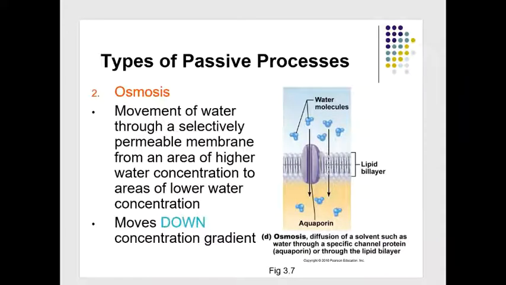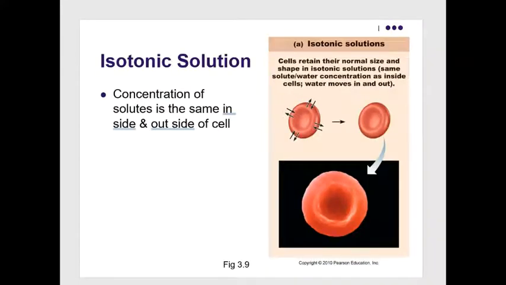Okay, we talked about some of the passive processes, but another one besides diffusion is osmosis. Osmosis is the movement of water through a selectively permeable membrane. Water is just large enough that it cannot move through the lipid bilayer on its own. It needs some of these membrane proteins in order to move, but it will move naturally down the concentration gradient. It's going to do this in order to maintain equilibrium.